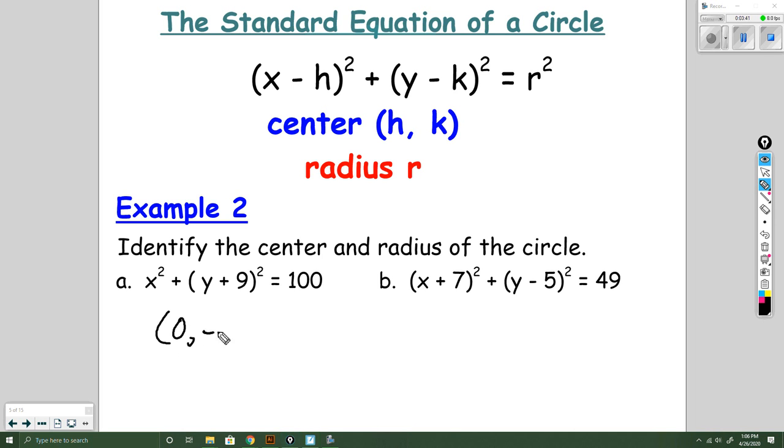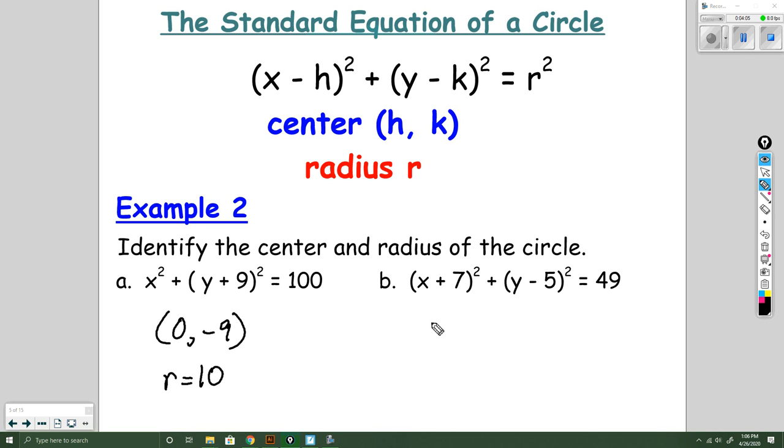(0, negative 9). Notice in terms of x, we're not subtracting anything in this quantity, so that makes 0. And then in terms of y, we're subtracting negative 9, so we've got to change that sign. And then the radius is going to be the square root of 100, which is 10.